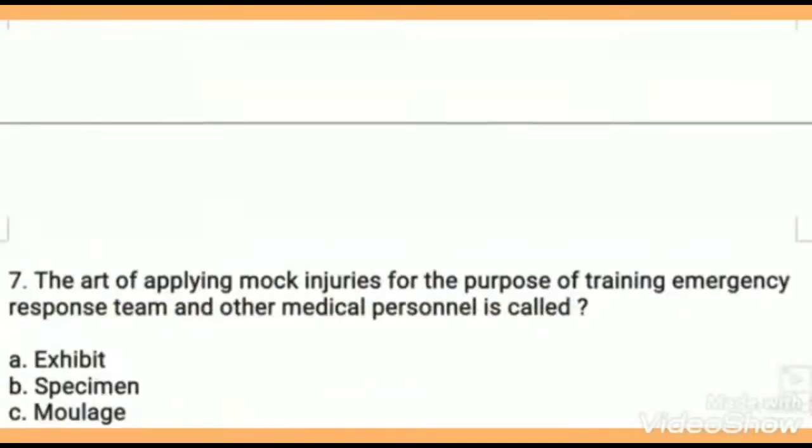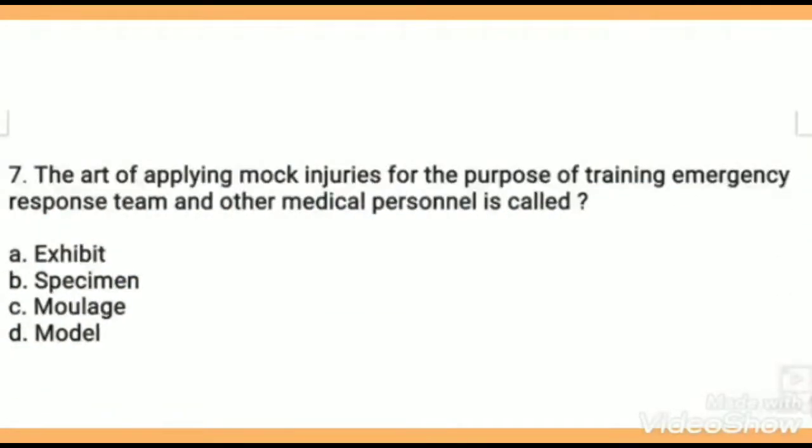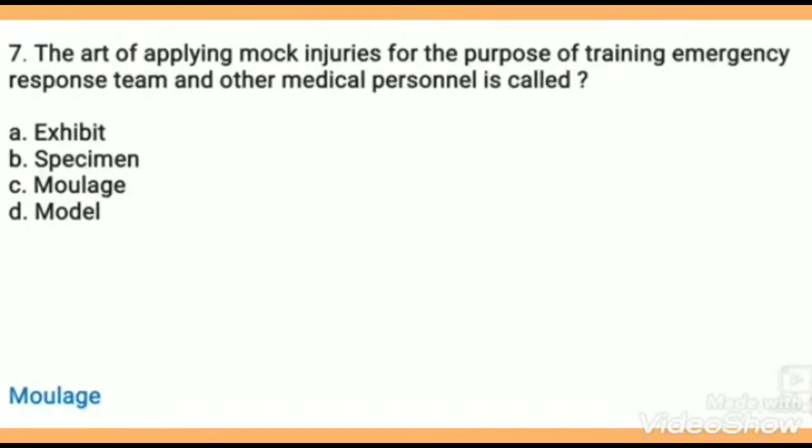Next question. The art of applying mock injuries for the purpose of training emergency response team and other medical personnel is called exhibit, specimen, moulage, or model. So, the correct answer: the art of applying mock injuries for the purpose of training emergency response team and other medical personnel is called moulage.